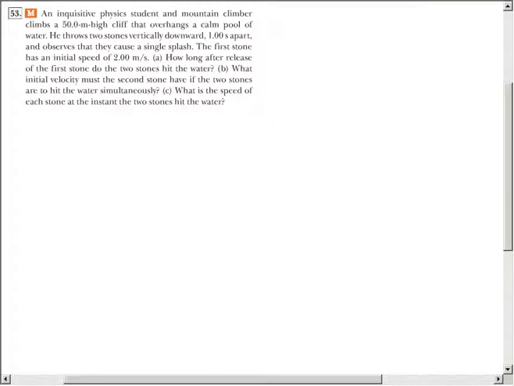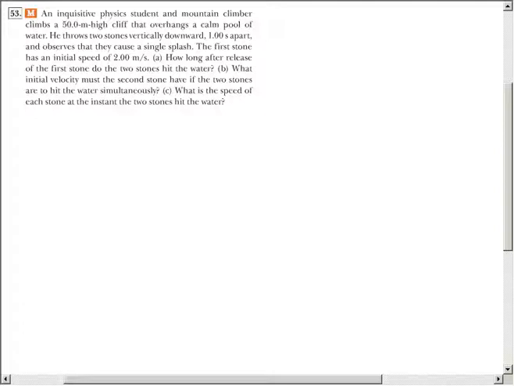The problem we're looking at now is an inquisitive physics student and mountain climber climbs a 50-meter high cliff that overhangs a calm pool of water. He throws 2 stones vertically downward, 1 second apart, and observes that they cause a single splash. The first stone has an initial speed of 2 meters per second.